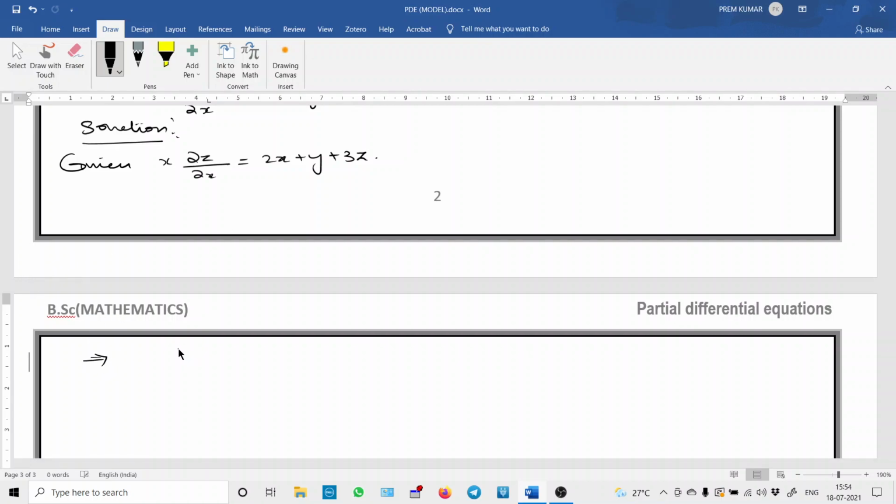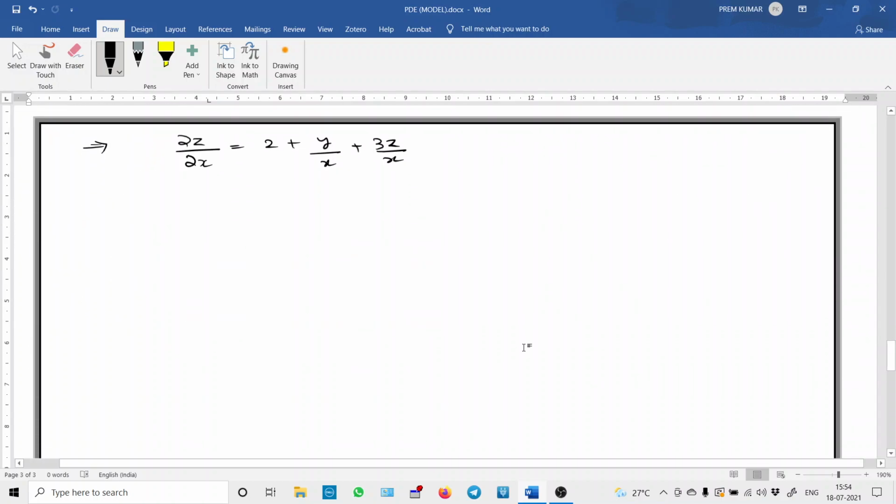So what is this? This is the same as, what is ∂z/∂x? ∂z/∂x is nothing but, divide by x throughout, 2 + y/x + 3z/x. So we get it like this. And this is a linear partial differential equation.